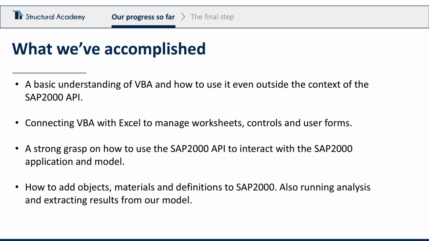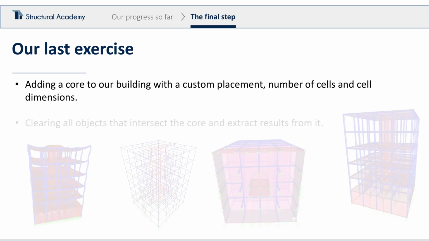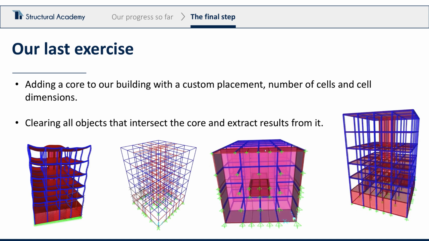We could stop here, and you're free to do so. But, if you're up for it, we can do a final short exercise to add an interesting feature that SAP 2000 doesn't provide users at the moment. In the next and last section of our course, we'll be adding a custom core to our building template. We'll be providing the option to specify core placement, cell number, and cell dimensions, as well as clearing up any previously placed objects that interfere with the core placement, also taking into account its total dimensions. Let's get started in the next section.